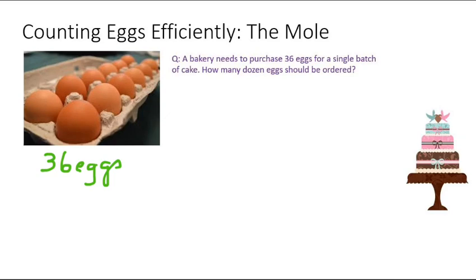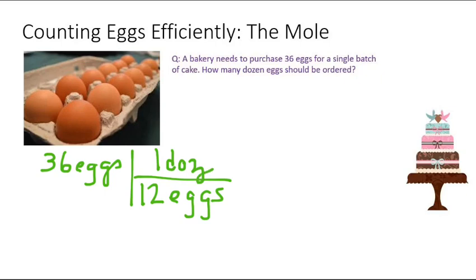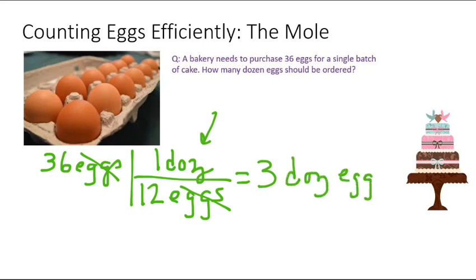Now I need a conversion factor to get myself between eggs and dozen. In this case we just stated there are 12 eggs in every dozen eggs. So 12 eggs in the denominator per dozen in the numerator allows me to cancel the unit eggs and leaves me with the final unit of a dozen. Multiplication here gives us that this requires 3 dozen eggs. Boy, it's a lot faster to count 3 dozen than it would be to count 36.